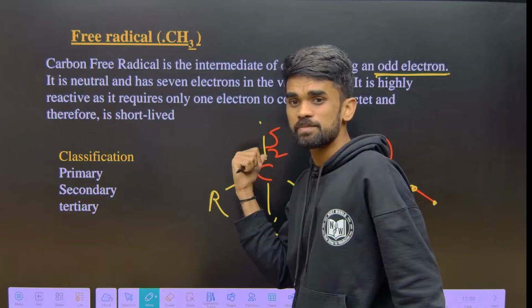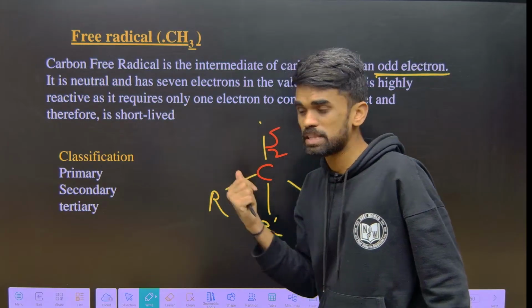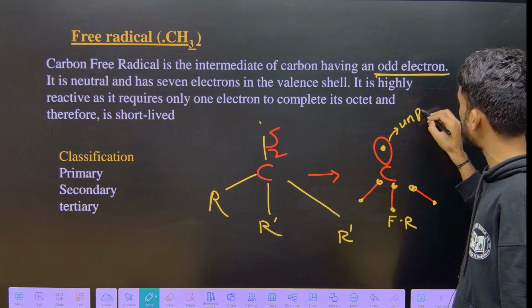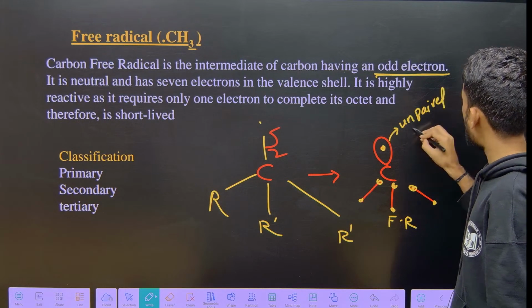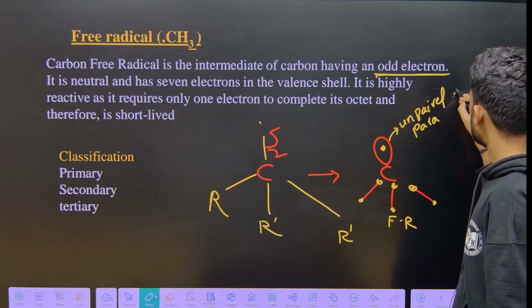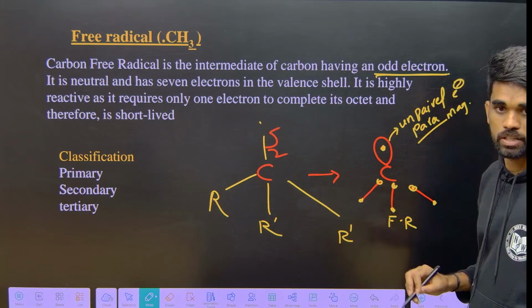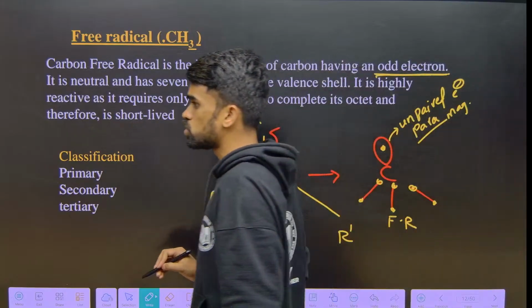Whereas this one is paramagnetic. This odd electron is there now, an unpaired electron. So this unpaired electron makes it paramagnetic. The unpaired electron is the reason for its paramagnetic nature. Okay, so please try to write the notes also.